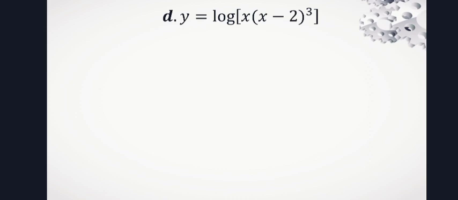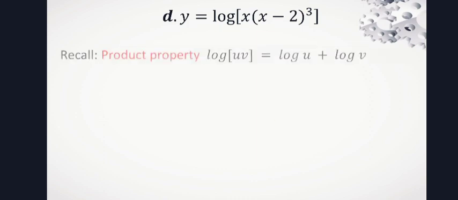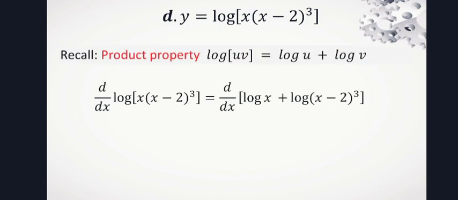Okay, how about this example naman? We have the logarithm of x times x minus 2 raised to 3 to the base 10. Take note, pag wala po kayo nakikitang base dito, it is automatic 10. Okay? And recall, with the product property, the logarithm of uv is also the same as logarithm of u plus logarithm of v. Now, pwede natin gamitin yung product property. That is simply finding the derivative of log of x plus log of the cube of x minus 2.